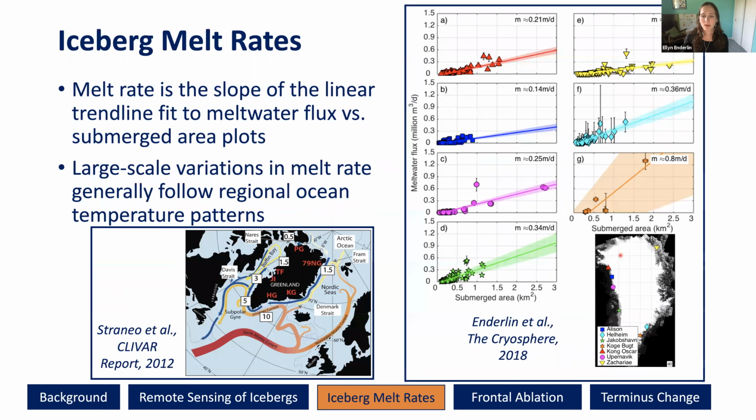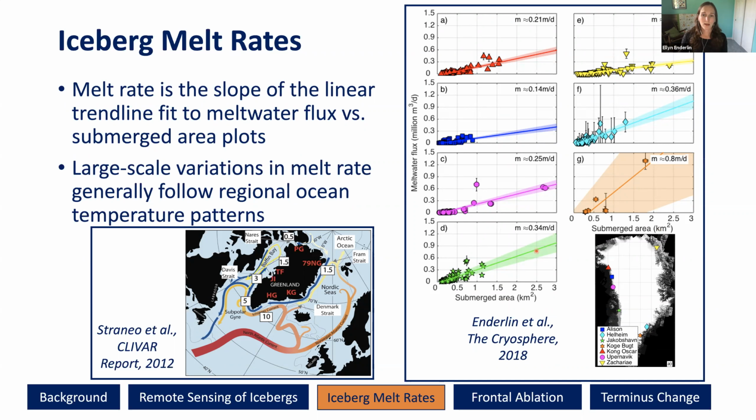And here are some of the results. This came out in The Cryosphere back in 2018, where it shows the meltwater flux on the y-axis, and then the submerged area on the x. And in all these plots that I show you of the icebergs, I'm trying to have them pretty geographically arranged. So up here we start in the northeast and we go clockwise around, so we're going down south. And then over on this side, we're heading up the west coast and we're heading north.